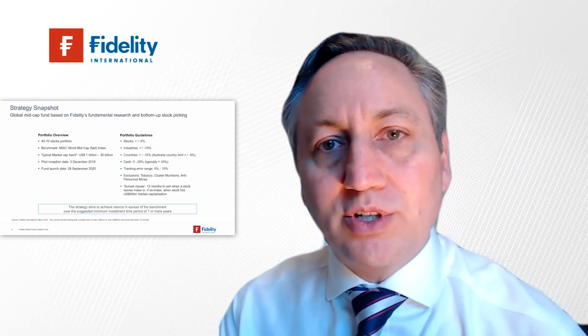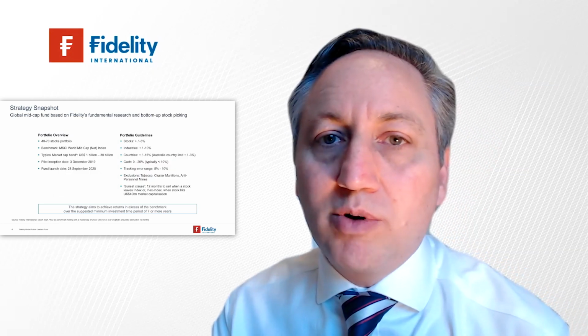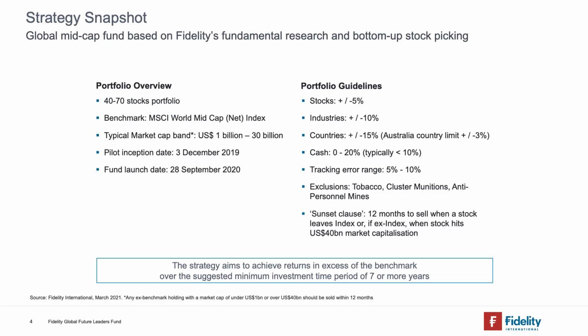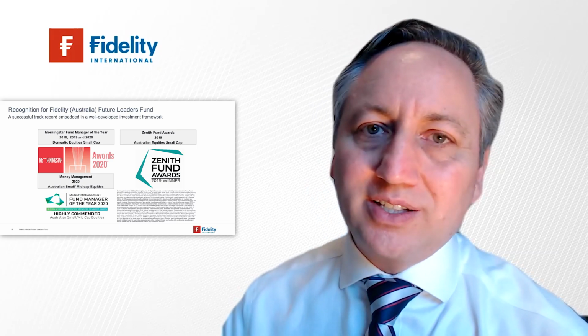The strategy snapshot, again, touching on that, it is a global mid and small cap, so it's indexed against the MSCI global mid and small cap universe, as I mentioned, between the $1 and $40 billion mark. We do have a couple of conditions with pretty normal sorts of things: a cash limit, country limits, and also a sustainability element of no munitions and other expected sustainability constraints that we put into the fund as well.